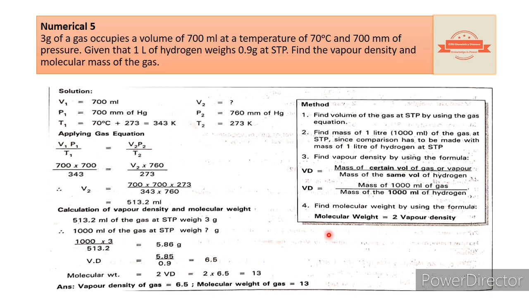So last of all, we apply this formula, molecular mass is equal to 2 into vapor density. So 2 into 6.5 equal to 13, which is the molecular weight of the gas.